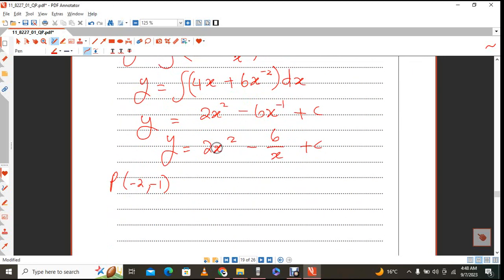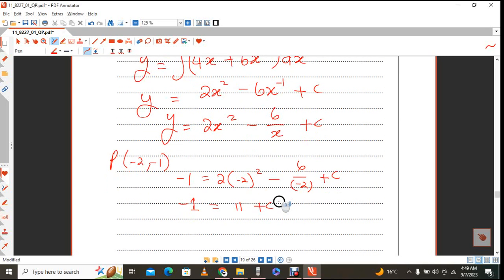So we have that point for x and for y, so now we can substitute that point for x and for y in order for us to find the constant of integration. So it's -1 equals 2 times (-2) squared, minus 6 upon -2, plus c. Of course, all of this will give you 11, plus c. Just use your calculator. So -1 minus 11, c is equal to -12.